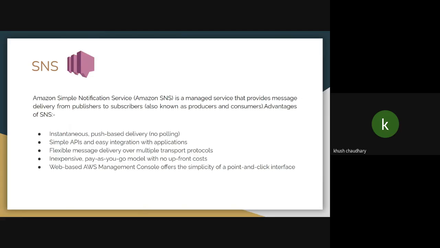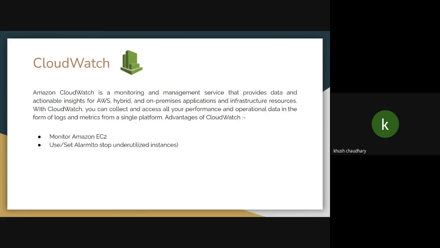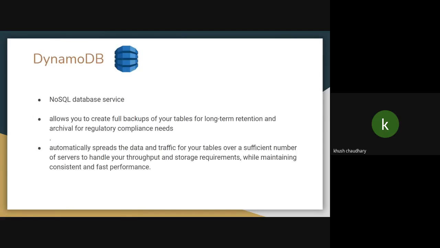The next service that we used was CloudWatch. It is Amazon's monitoring tool for EC2 and its other instances. The main feature that we used here was that it has a thresholding option, so we can stop our underutilized instances. Next, I would like to call on Pulkit to further explain DynamoDB.